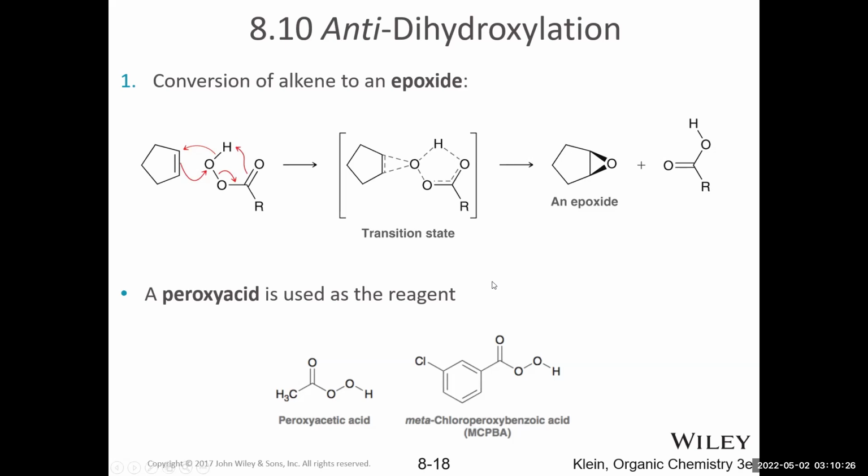Different peroxy acids can be used as the reagent. MCPBA, which stands for metachloroperoxybenzoic acid, is a common reagent because the byproduct is metachlorobenzoic acid, which precipitates from dichloromethane, which is a common solvent used in this reaction. And so it's really easy to remove the byproduct. You don't have to do an extraction to remove it. You can just filter the byproduct off. That's what makes it convenient.